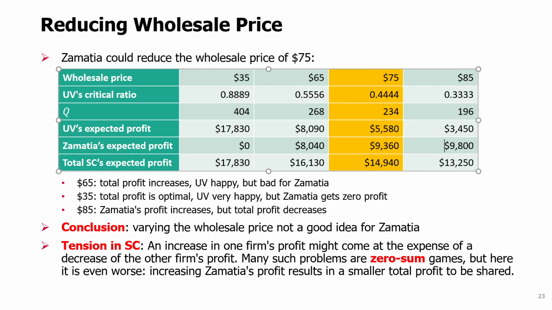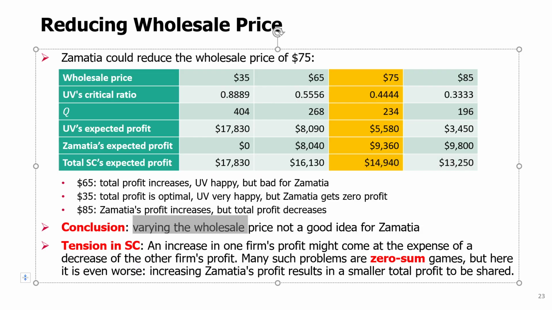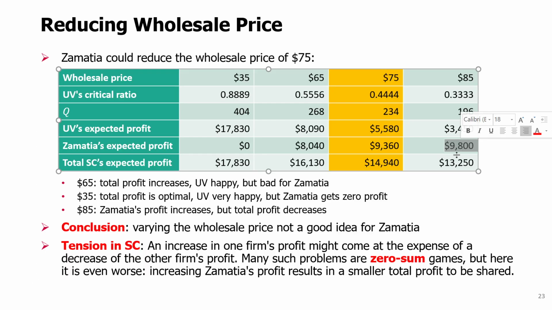But what I want you to see is that Zamatia actually has an incentive to increase the wholesale price rather than decrease, because that is going to increase Zamatia's profit. However, in fact, it will hurt the UV's profit so much that the total profit will actually be reduced, right? So the conclusion here is varying the wholesale price is not a good idea for Zamatia. If they reduce it, they actually lower their own profit. But if they increase it, they increase their own profit, but the whole supply chain profit is lower, right?